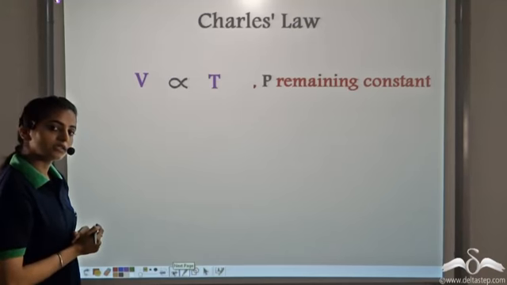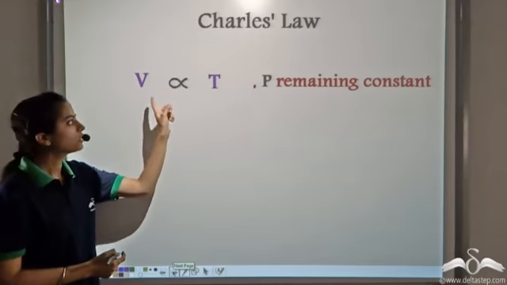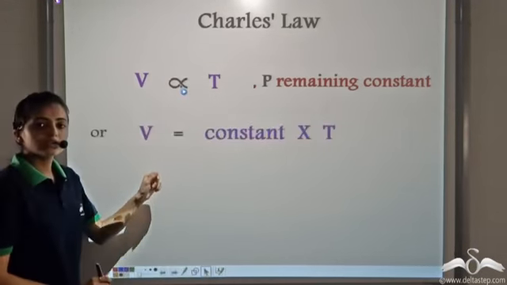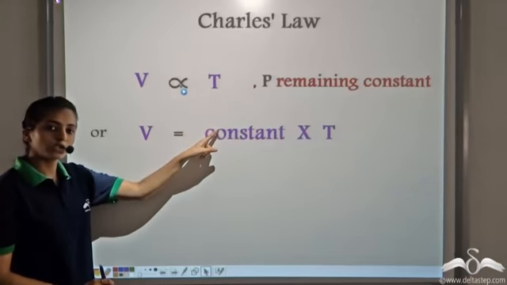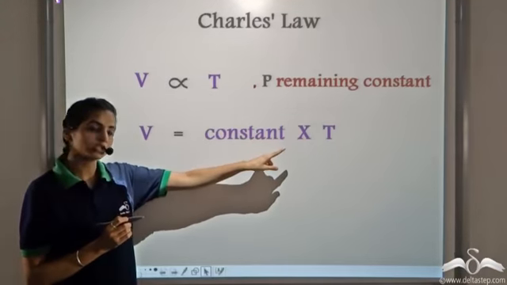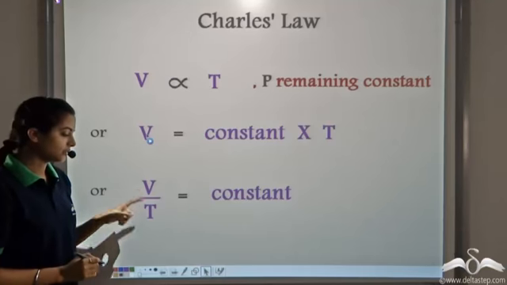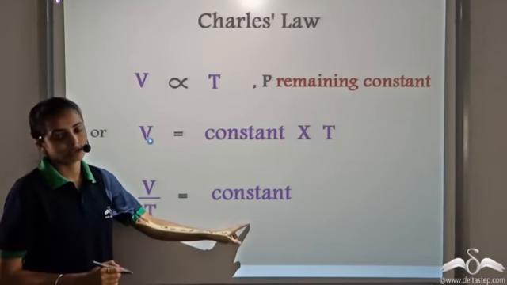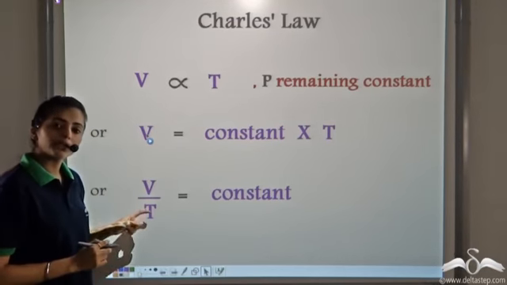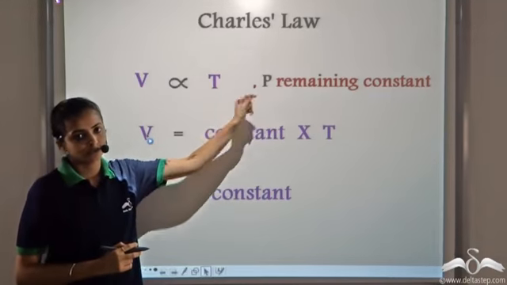So let's revisit Charles' law. It states that for a particular gas at a constant pressure, the volume of a gas is directly proportional to temperature. This means, to remove the proportionality sign, we introduce a constant. So we get that the volume of a gas is equal to constant into temperature. Now we bring the temperature to this side. We get that the volume of a gas divided by the temperature of the gas is a constant. So according to Charles' law, for a particular gas, volume by temperature is constant provided the pressure is constant.